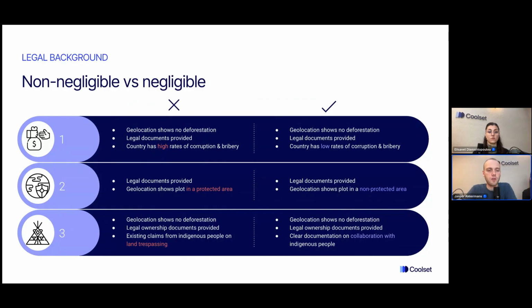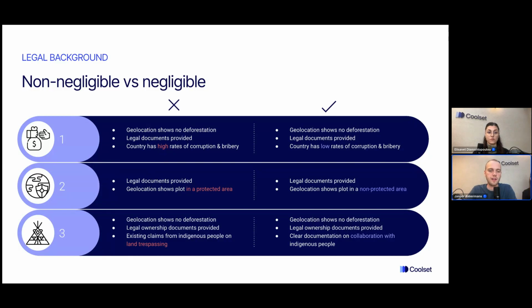For the second example, you look at a company where the legal documents have been provided, but the geolocation shows the plot is in a protected area, so it overlaps with a protected area. That also means you have to do a risk mitigation assessment as part of Article 11.